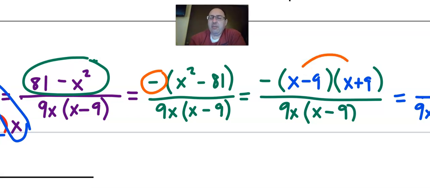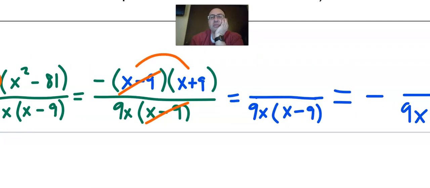So that top can be factored into x minus 9 and x plus 9. Okay? And the two factors that will cancel out are x minus 9s. Leaving us -1 times x plus 9.